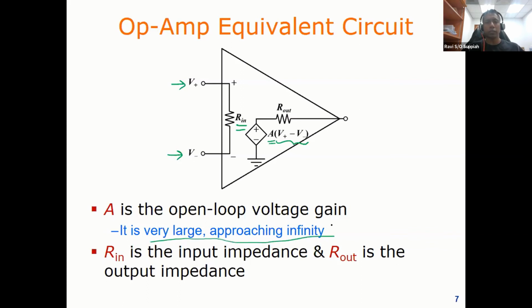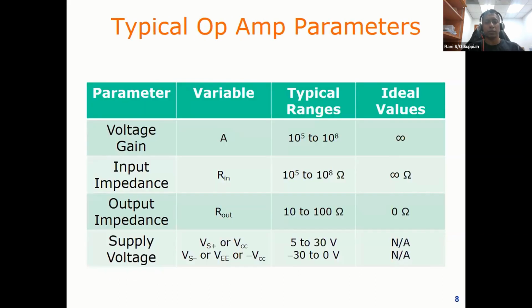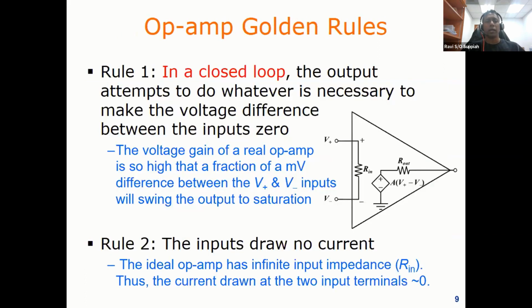Okay, so these are the few things that we understand based on the concepts of how op-amps behave. These are some of the parameters that we saw, and these are the two golden rules that we need to apply. In a closed loop system, the output attempts to do whatever is necessary to make the voltage difference between the inputs zero. That is why in our analysis we will always take that V plus and V minus are the same. That is the first golden rule.